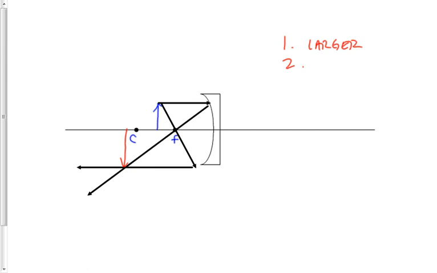Once again, on an exam, do they use the term larger? Do they use the term bigger? Do they use the term enlarged? I don't know. Doesn't really matter. They all mean the same thing, right?